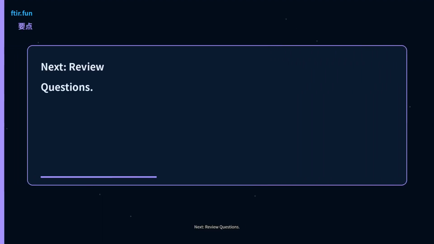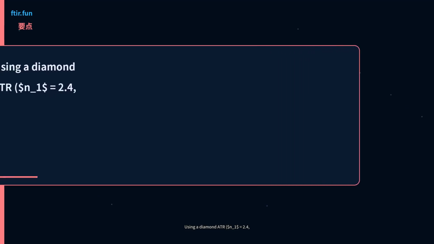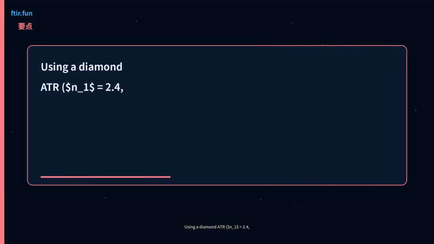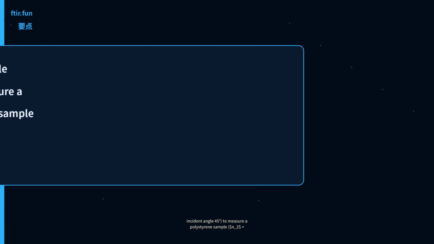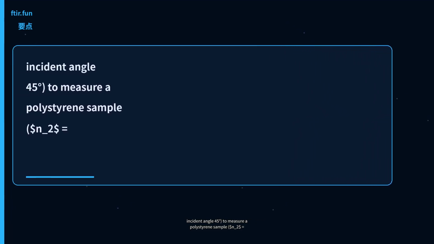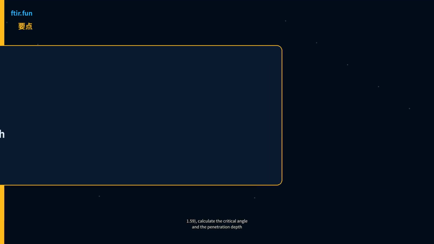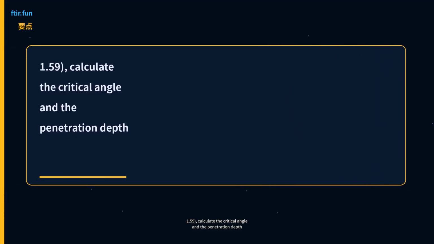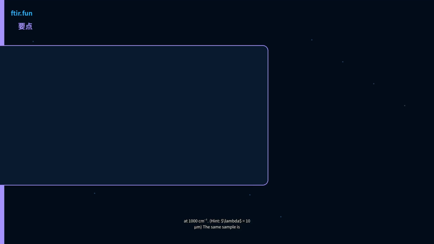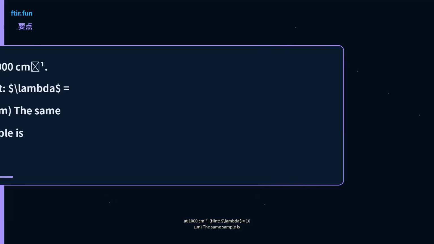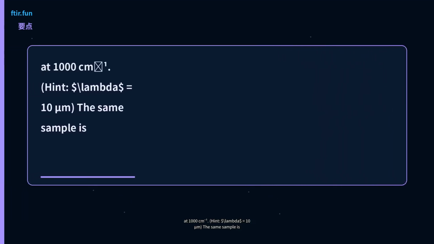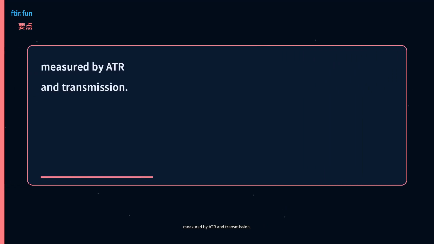Next, review questions. Using a diamond ATR, n1 equals 2.4. Incident angle 45 degrees, to measure a polystyrene sample, n2 equals 1.59. Calculate the critical angle and the penetration depth at 1000 centimeters inverse. Hint: lambda equals 10 micrometers. The same sample is measured by transmission.